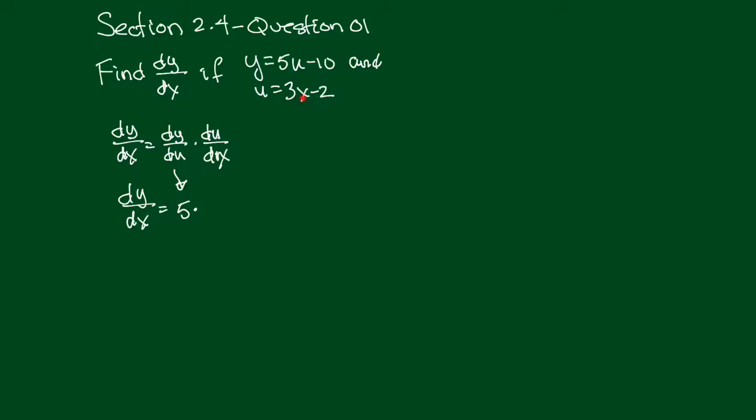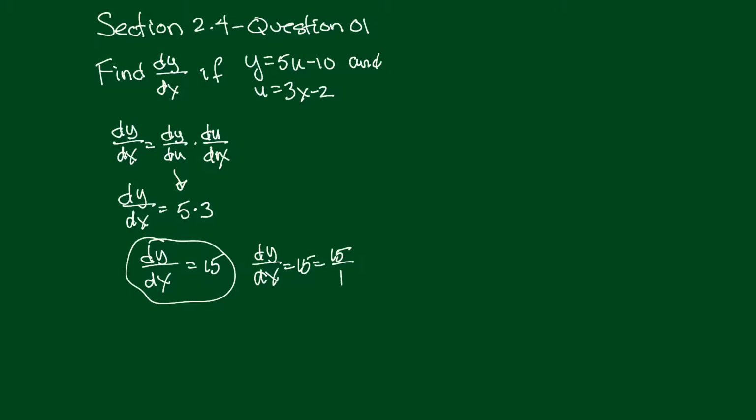So here's u. It's a function of x, and if we differentiate this with respect to x, we just get the 3. So this is equal to 3, so we're saying dy/dx is equal to 15. So that's our answer, but let's see what this means. If we get dy/dx being 15, we can think of it as a slope, 15 over 1.